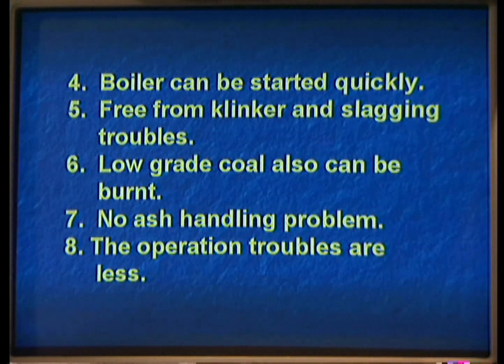So, we can use low grade coal also, if it is possible, by using pulverization. Next, coming to the seventh, no ash handling problem. Yes, in this case, generally if you are taking a 100 megawatt plant, it will give only 150 tons of coal ash per day. That means if you are burning any coal, it will give 10 to 20% ash of the coal burnt. Due to the pulverization, the quantity of ash available is less.